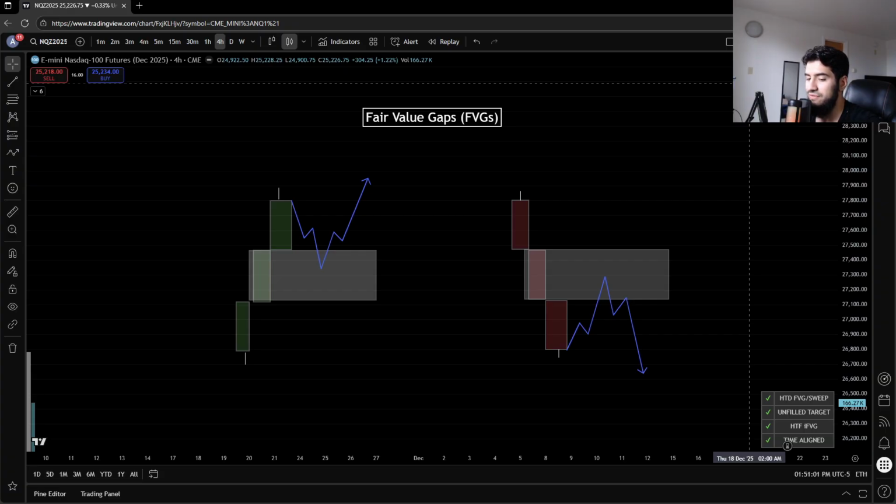So there are these different contexts that you have to put into play in order for these fair value gaps to be very, very high probability, right? Don't just go and sit and mark out every single fair value gap you see going from a 1 minute and so on and so forth, right? Only have the highest probability fair value gaps marked out.